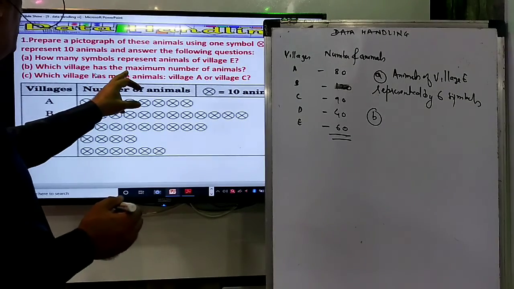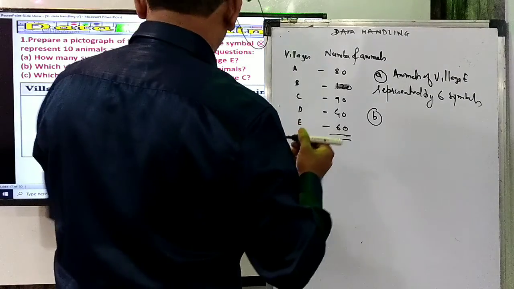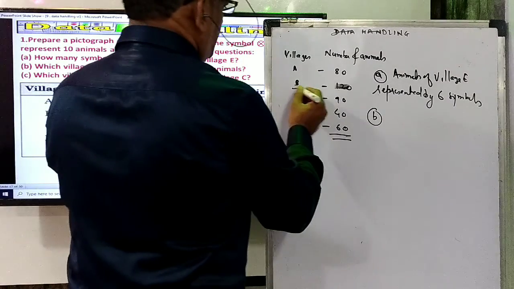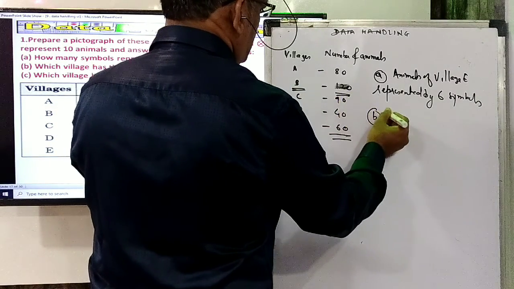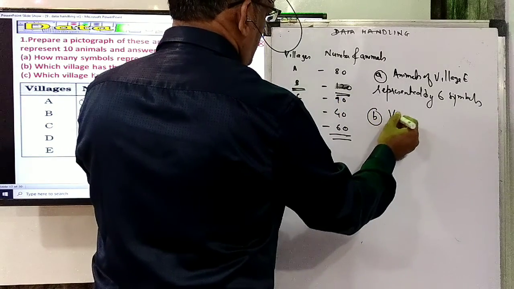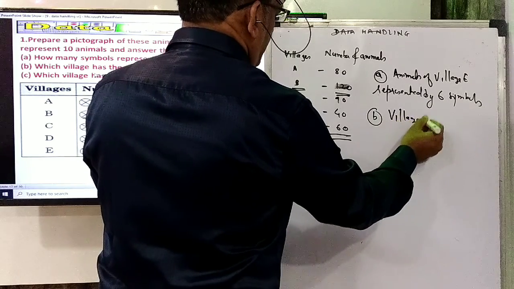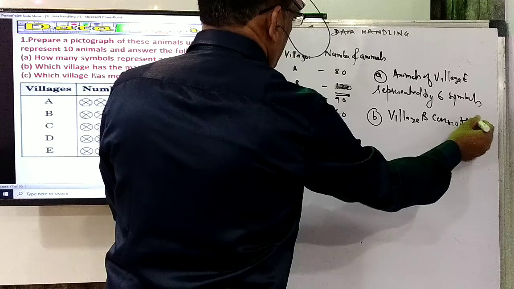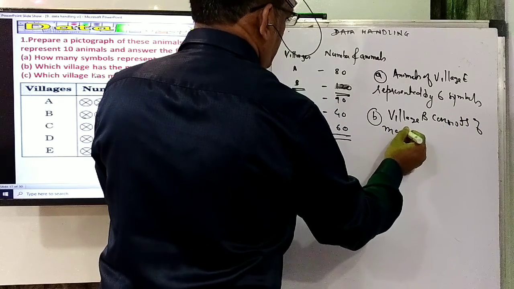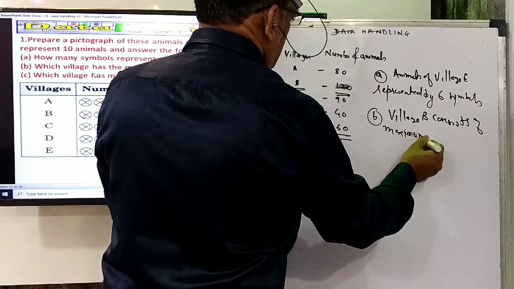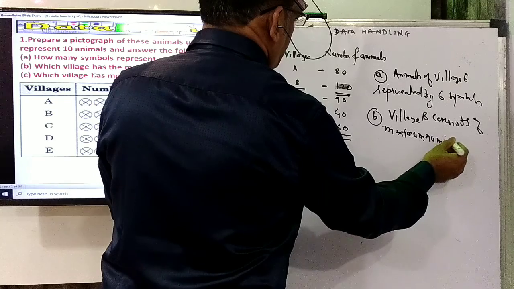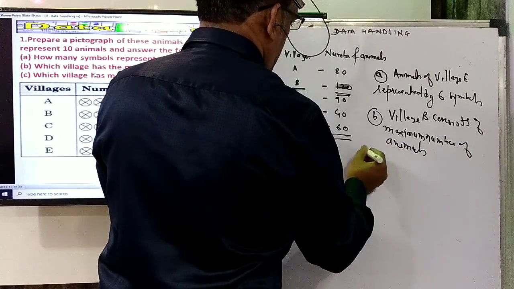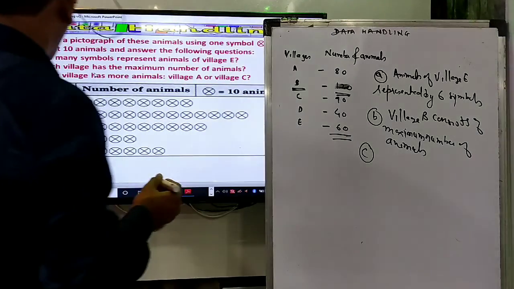Now the second question: which village has the maximum number of animals? B consists of 120 animals and that is the maximum. So village B consists of the maximum number of animals, that is 120.